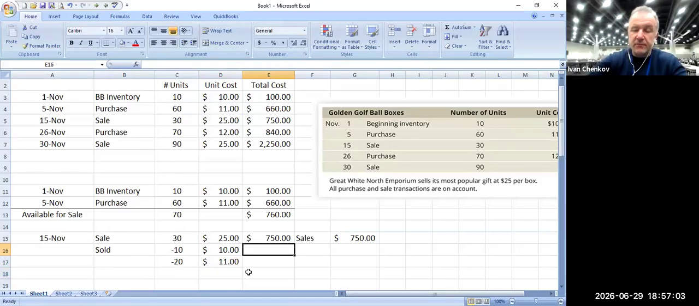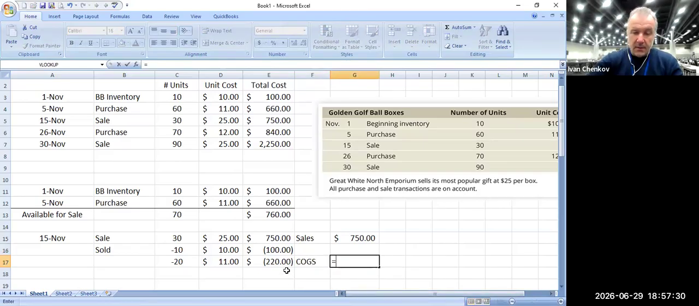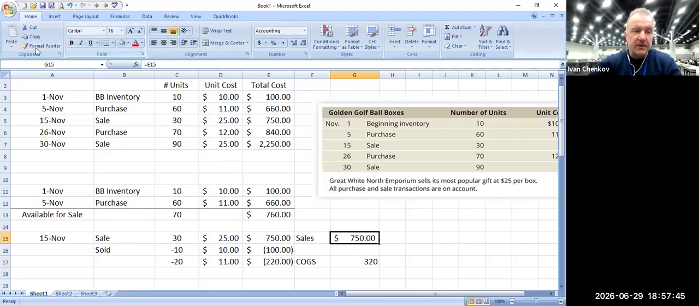Now I can calculate the cost of goods sold. And the cost of goods sold will be equal to this one times 10. So my cost is 100 for the first 10 and another 220 for the other 20. So the total cost is $320. So my cost of goods sold at this point are equal to, let's use the bracket now, this one plus, so my cost of goods sold are 320. That's the value of my cost of goods sold.